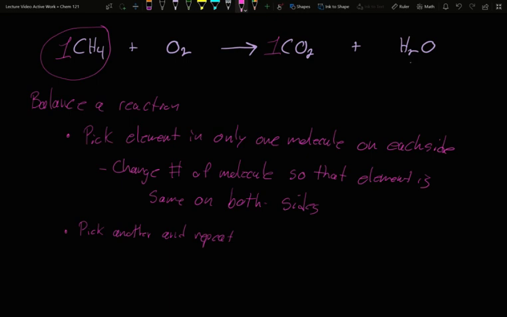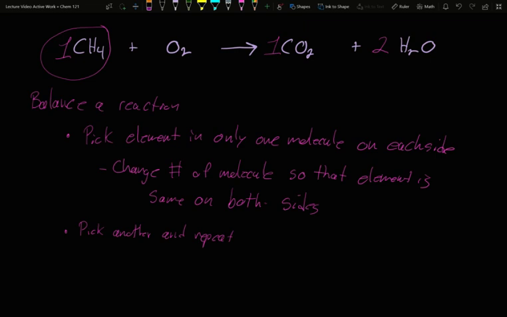I can't change the formula, it wouldn't be water anymore, but I could just have 2 waters. Each water, so there's an H2O and another H2O, for a total of 4 hydrogens. By having multiple waters as a product, I can have the 4 hydrogens on both sides. At this point, I only have a single molecule left to adjust.